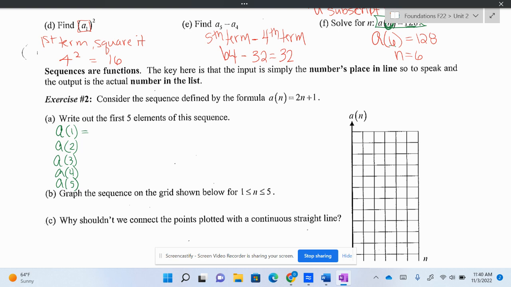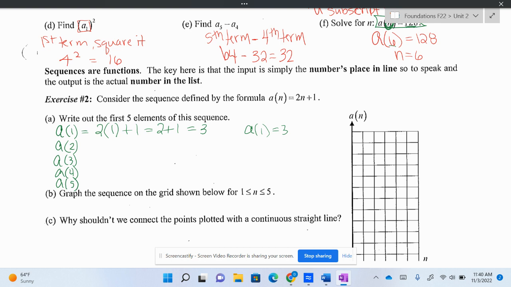So we're taking that a to the n equation, which is just a function that says, whatever number you substitute in, you replace the n with. So a to the 1 just says get rid of the n and replace it with a 1. So a to the 1 is the same thing as 2 times 1 plus 1. Well, what is 2 times 1? 2. And what is 2 plus 1? Okay. So a to the 1 equals 3. Got it. That makes sense to me.